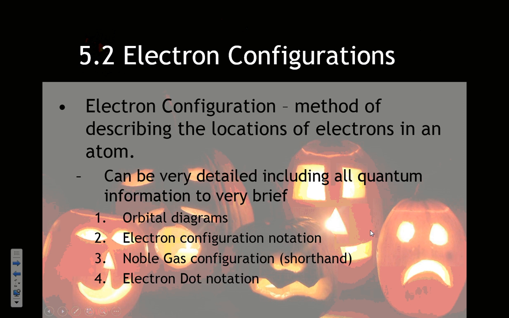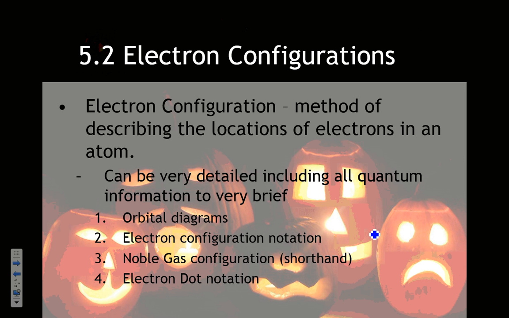I'm Brian Brown, and today we'll be looking at our sixth set of notes dealing with quantum mechanics and the electron. Today we're going to start a couple of days of looking at electron configurations. An electron configuration is a method of describing the locations of the electrons inside an atom. They can be very detailed, involving all of the quantum information, or very brief. And what we're going to look at is four different types of notations.